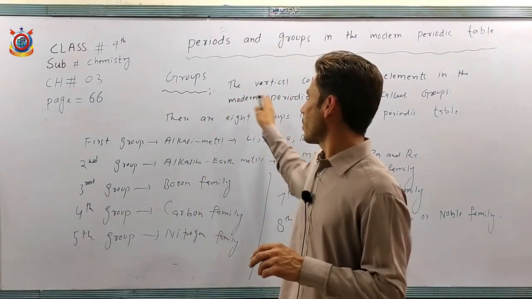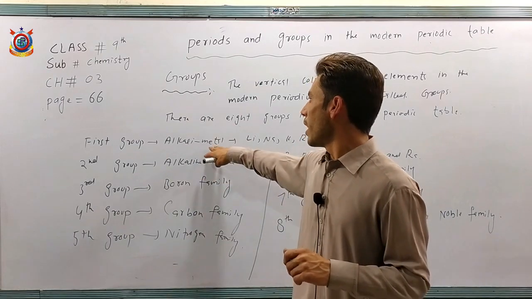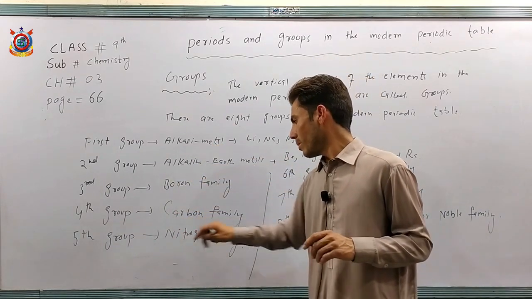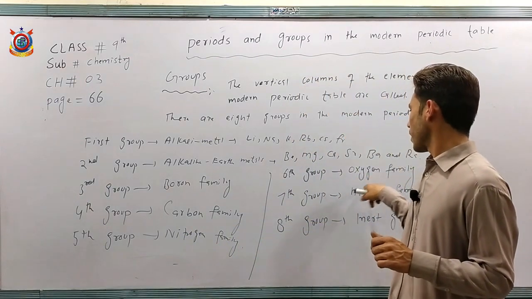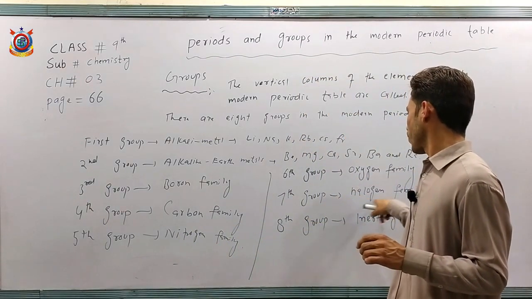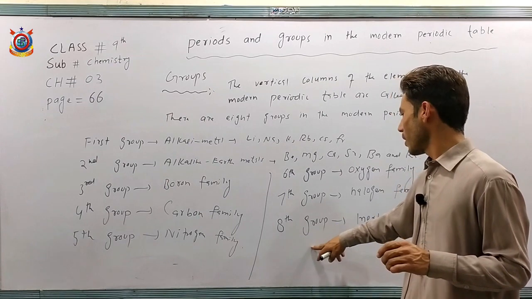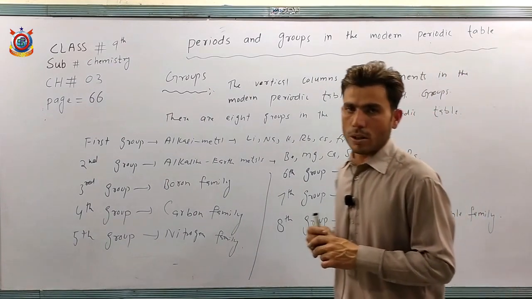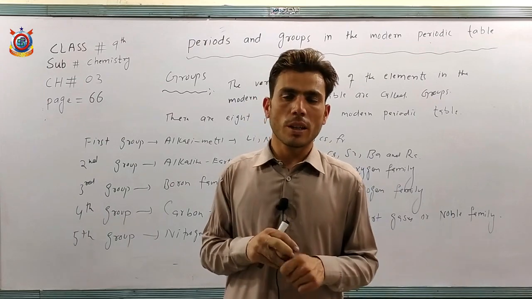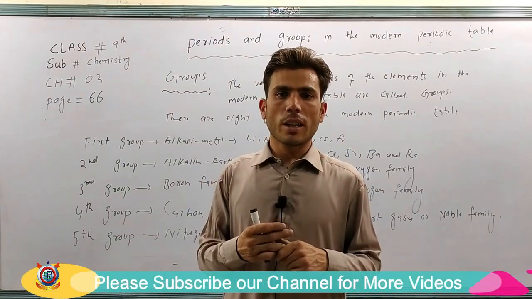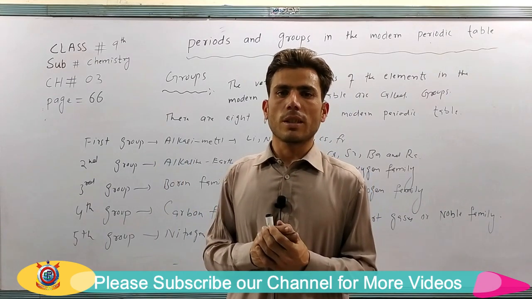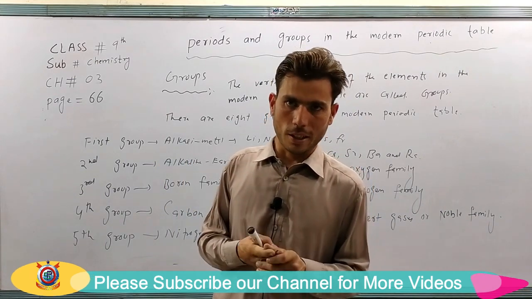There are 8 groups in the modern periodic table. The first is called alkali metals, second alkaline earth metals, boron family, carbon family, nitrogen family, 6 is called oxygen family, 7 is called halogen family, and the 8th and the last group of the periodic table is called inert gases or noble family. So okay dear students, it is enough for today. Try to learn and write the topic modern periodic table and the periods and groups in the modern periodic table.